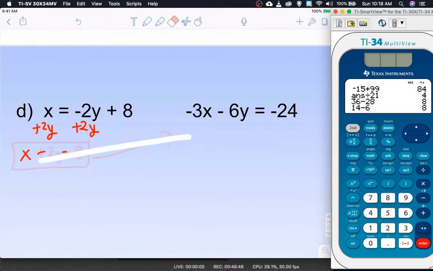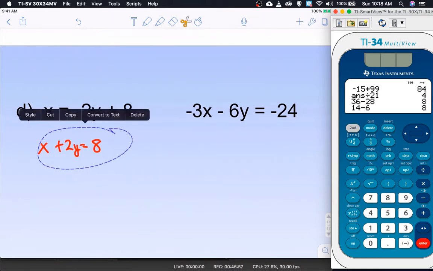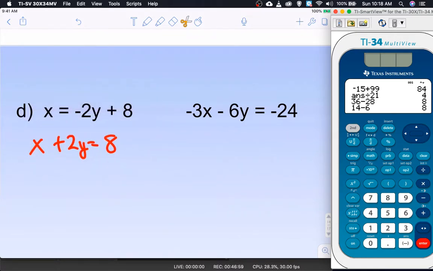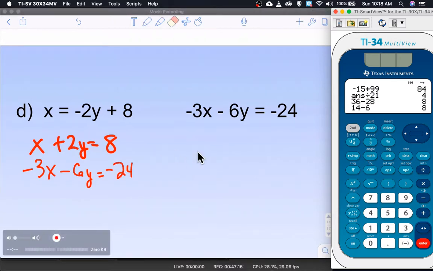Now, to save a little space off to the side, oopsie, I didn't mean to erase all of that. To save a little space off to the side, instead of rewriting, there we go. I'm going to rewrite this equation down there. So we've got -3x minus 6y equals -24. So everything is still lined up. I now have more space off to the side, so I can rewrite the equations if I need to.